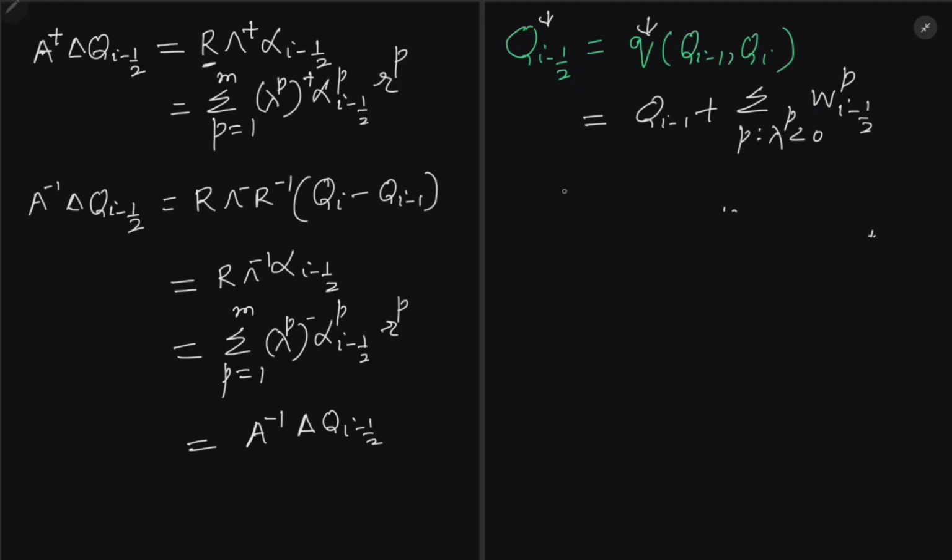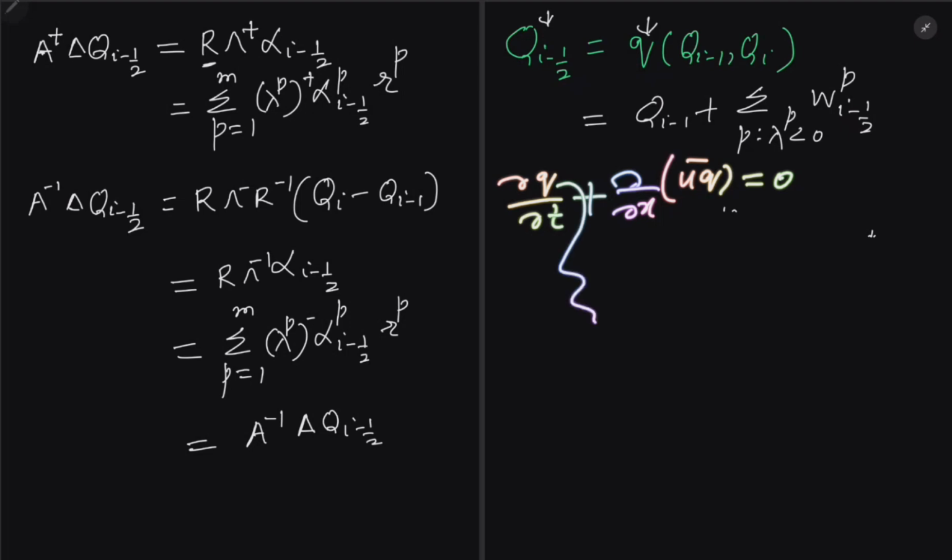Okay, and we write the same for a quantity q. Suppose that, what does this mean? Partial q by partial t plus partial by partial x of u bar q is equal to 0. Here the variable q is the solution, but the flux is u bar q, so the flux is u bar q. Okay.